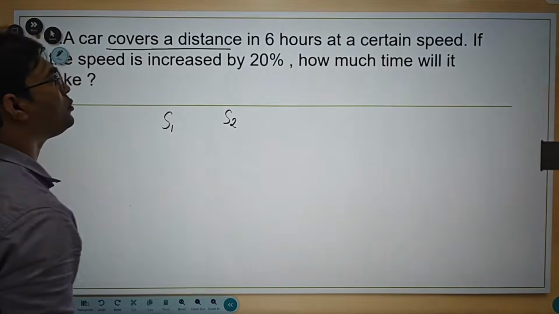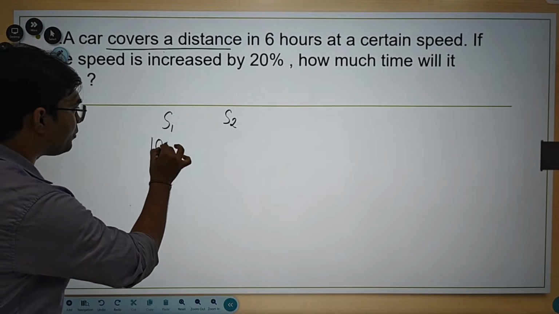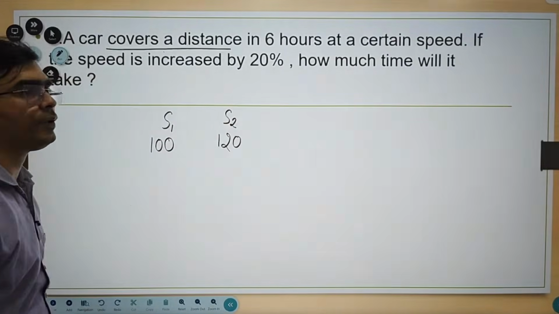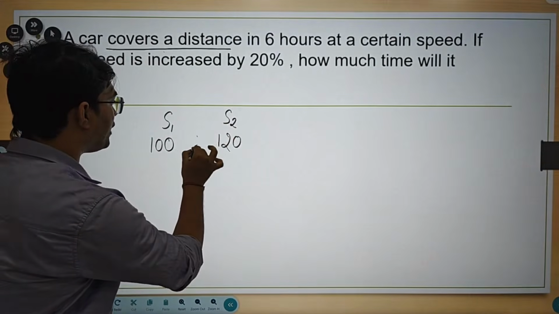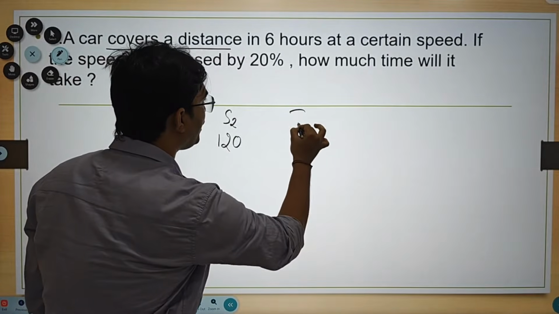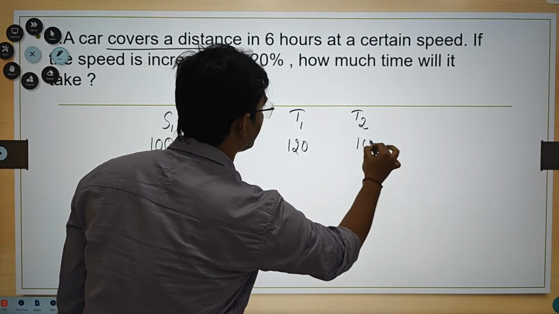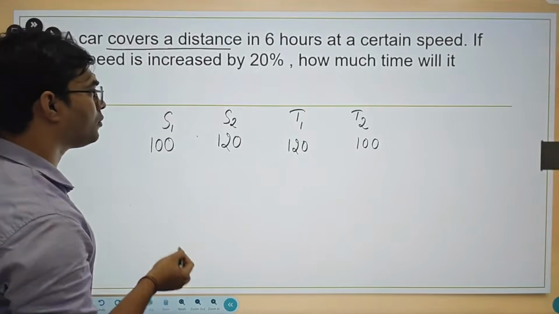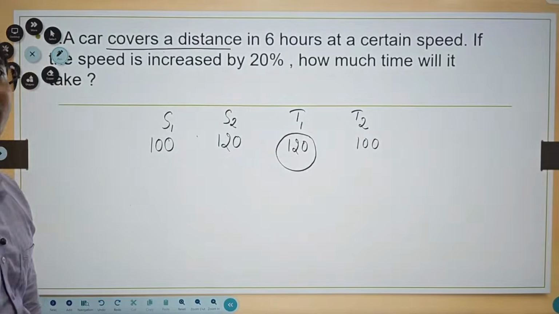Now you'll say, sir, what is the ratio of S1 is to S2? So the speed is increased by 20%. If in the beginning speed is 100 km per hour, now the speed becomes 120 km per hour. Clear? Then if the S1 is to S2 ratio is 100 is to 120, the value of T1 is to T2 will be equal to 120 is to 100. Fine. Next part. Then what is given? Distance in 6 hours. So can I say that the initial T1 value is given as 6 hours?